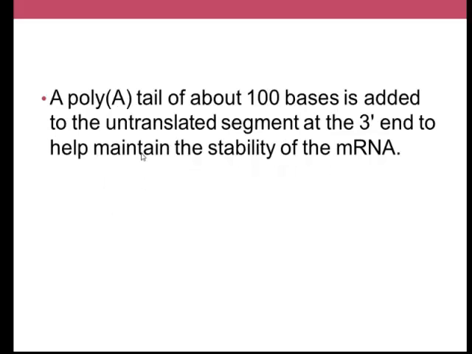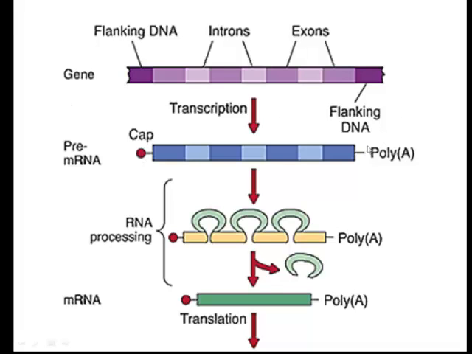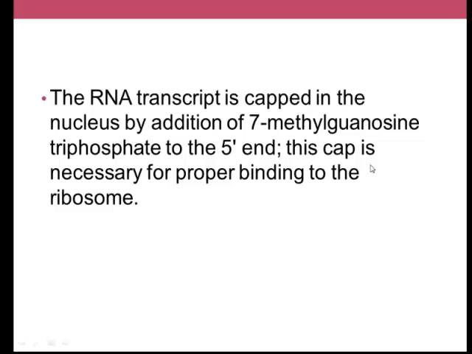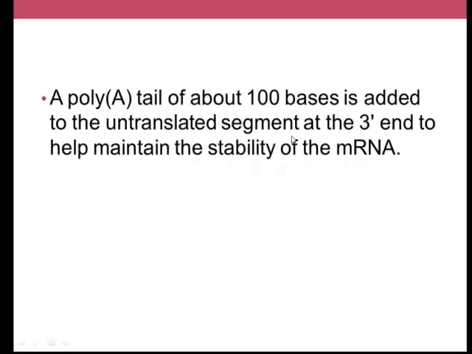Another structure at the other end of the RNA molecule is the poly A tail. It is about 100 adenine bases. Here it's poly A in the pre-mRNA and in the mature RNA. So it is a tail of about 100 adenine bases. It is added to the untranslated segment at the 3' end. It maintains the stability of mRNA.